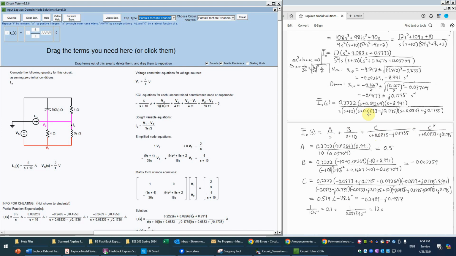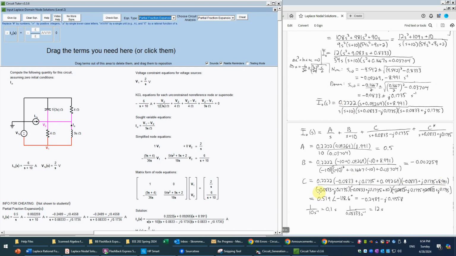So over here, we're going to wipe out this term because it's going to cancel due to the multiplication with that. And then we set S equal to minus 0.0833 plus J 0.1735. And we do that in each of the remaining terms. So we have the 0.2222, and then here we have our S value that I just said, plus the constant. And then here we have the same S value plus the different constant.